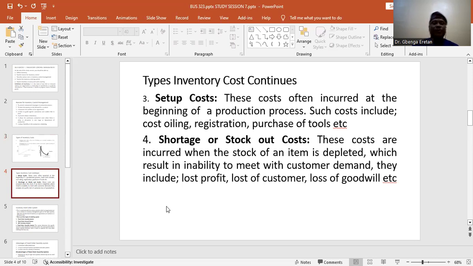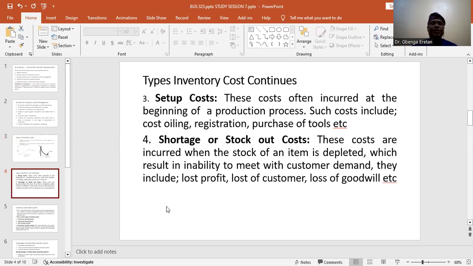We talk about number 3, which is the setup cost. These are costs that are incurred at the beginning of the production processes. It is the cost of hiring, registration of the organization, purchases of tools. So those costs that are incurred at the beginning of production processes is what we refer to as the setup cost.